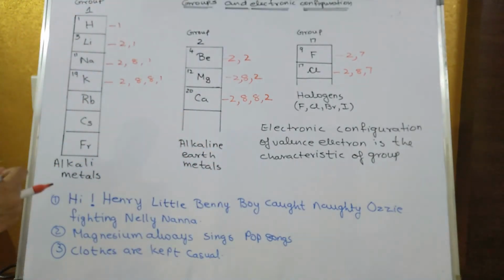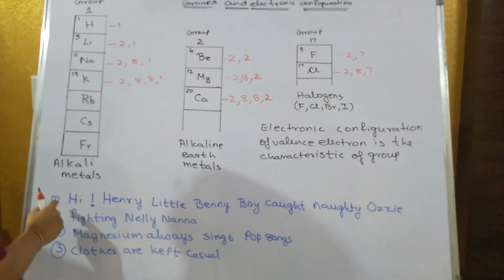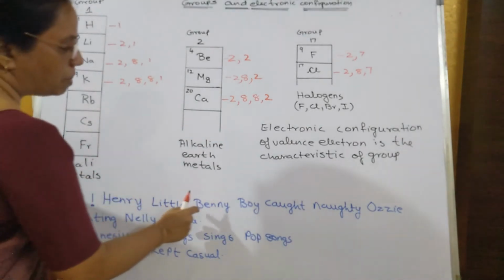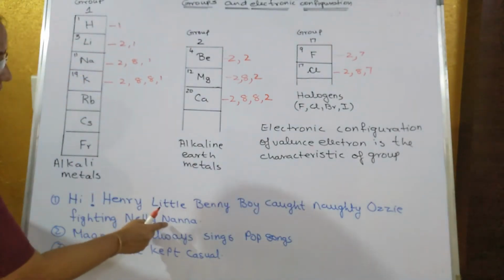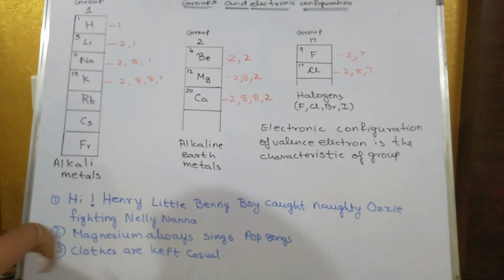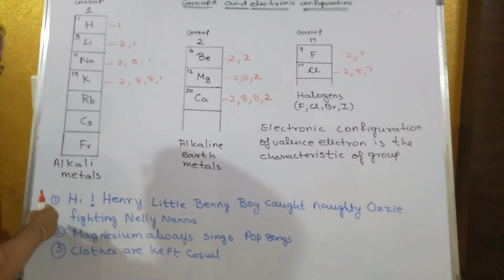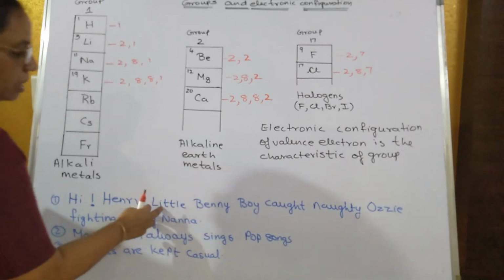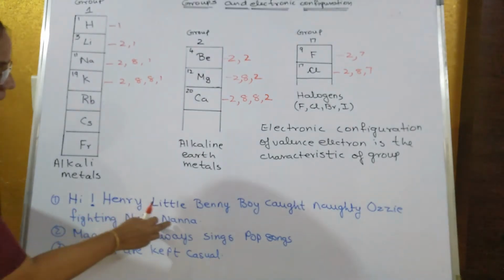How to remember the atomic numbers of all the elements up to calcium? So this is a sentence: Hi Henry, little Benny boy, caught naughty Ozzy fighting Nelly Nana. Write down the sentence, it will become easier. Learn this sentence by heart, write it down in your notebook. It will be more convenient if you write it in the textbook, so it will be easily visible to you while studying. So, Hi Henry, little Benny boy, caught naughty Ozzy fighting Nelly Nana is the first sentence.